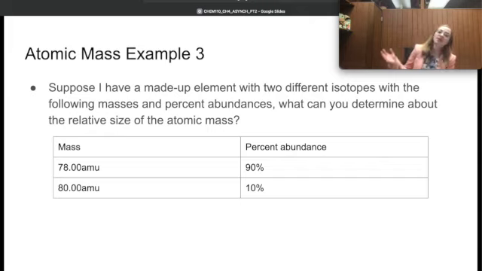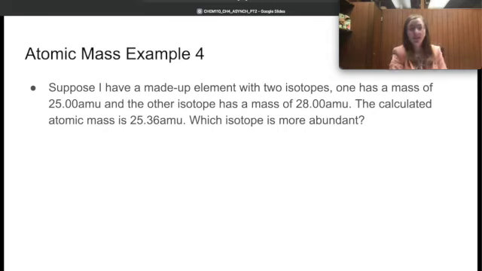So that means that my atomic mass is going to be much closer to 78 because most of my atoms have that mass of 78. So I can conclude that, thinking about just that relative size, I know my atomic mass would be closer to 78.00 AMU than it would be to the 80 because that isotope is more abundant. And then we'll go ahead and work through number 4 as well.